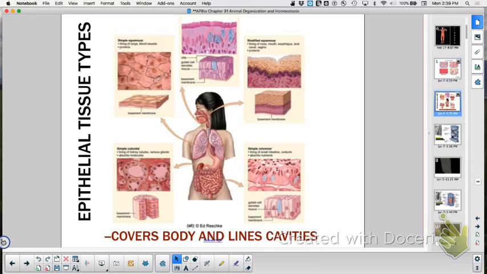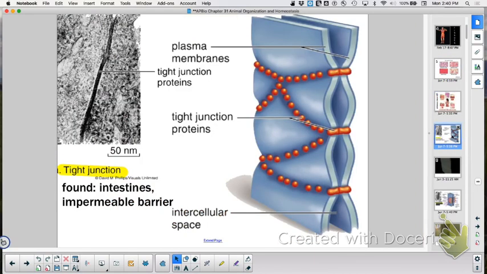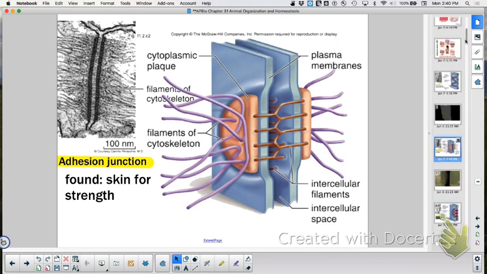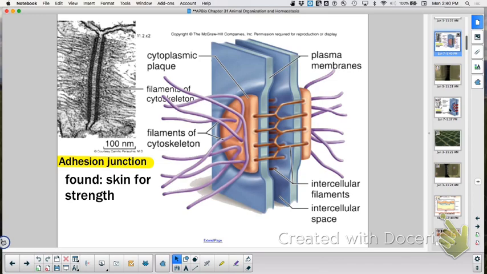One part that you do want to know are cell-to-cell junctions. It can be tight junctions, like these are shared proteins. It's a real tight stitch, one protein to another. We also talked about adhesion junctions for strength. This is when part of your cytoskeleton is shared between one cell and another cell to kind of keep it together. And then the last one is gap junctions.